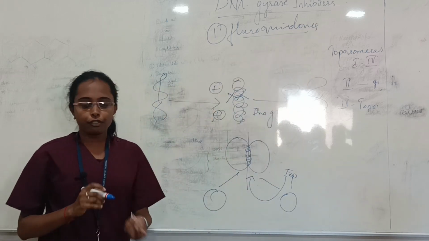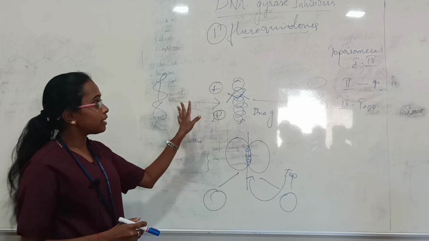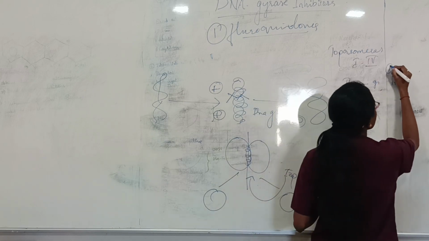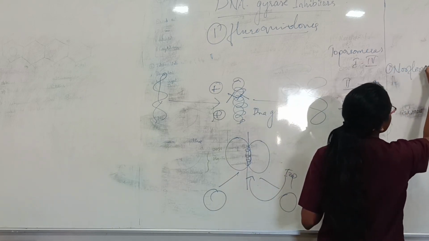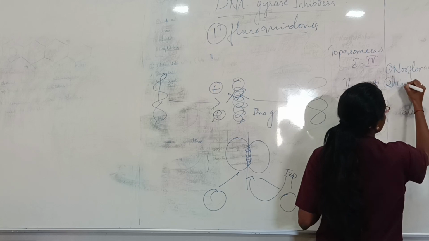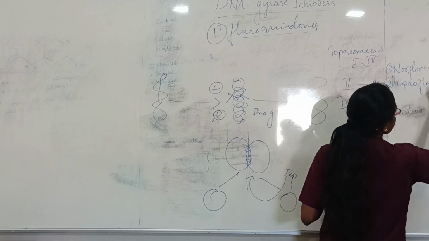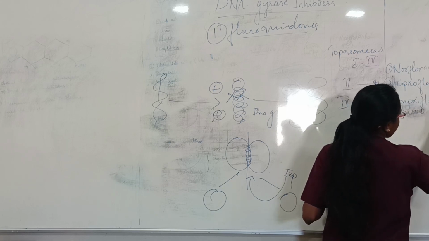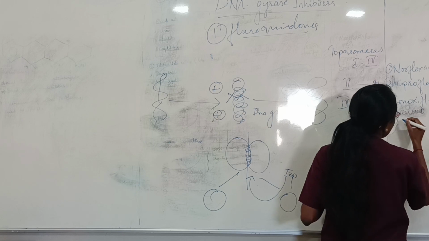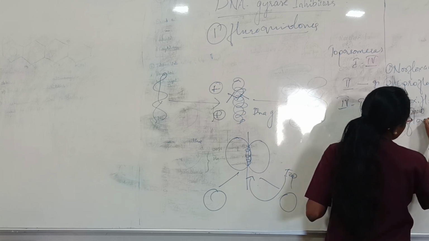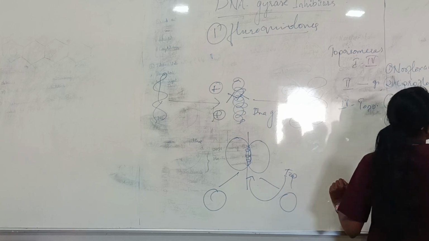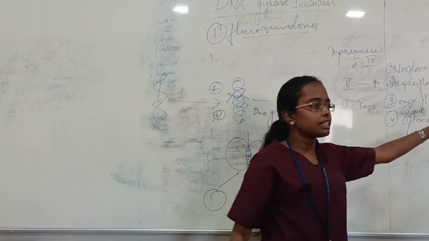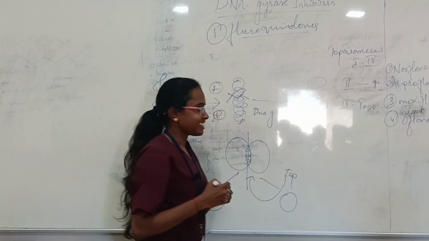The drugs which come under the fluoroquinolones are norfloxacin, ciprofloxacin, and then moxifloxacin, ofloxacin or levofloxacin. The levo form of ofloxacin is levofloxacin.